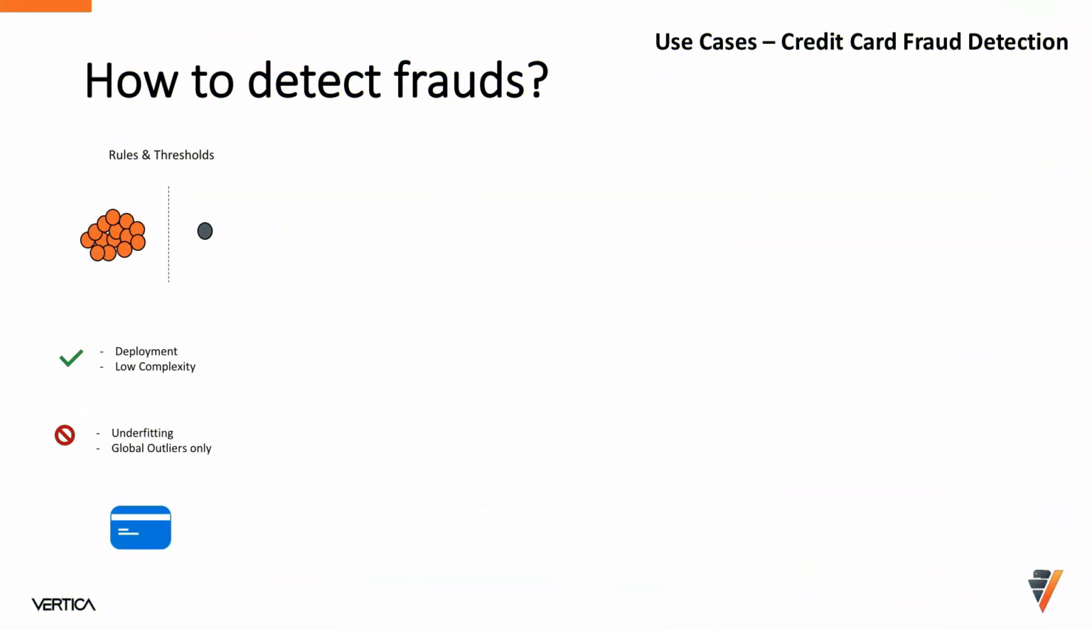The easiest way to detect frauds is to use rules and thresholds. They are very easy to deploy and they have a low complexity. However, they can only detect global outliers and they are most of the time underfitting. These techniques are very good to identify card-present fraud.